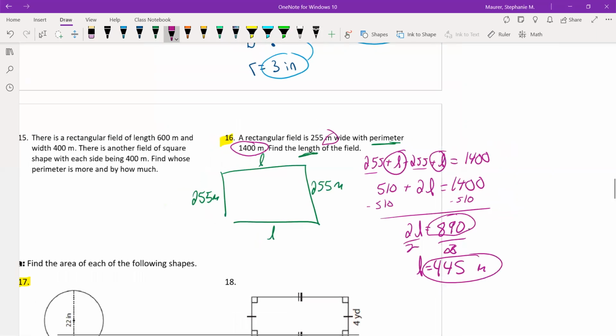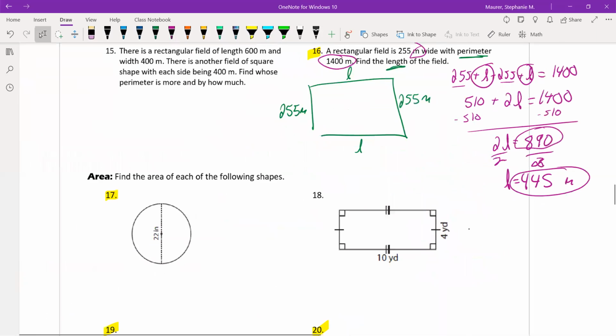Okay. You don't necessarily need to solve it in an algebraic way, but it does make a lot more sense when you think about we're just adding up all the sides and it equals 1,400. So you can actually set up a little bit of an algebraic problem there that we can then solve.